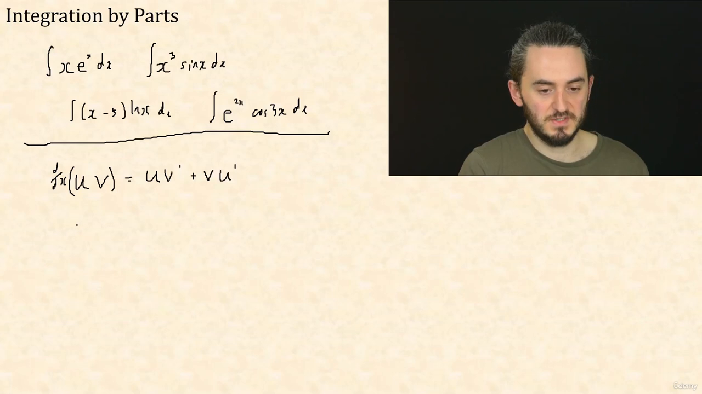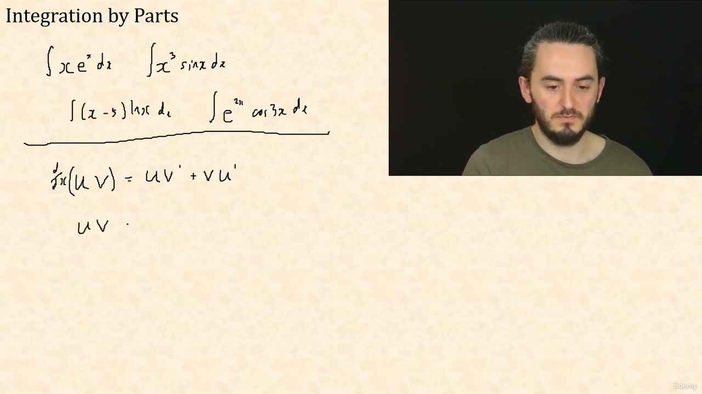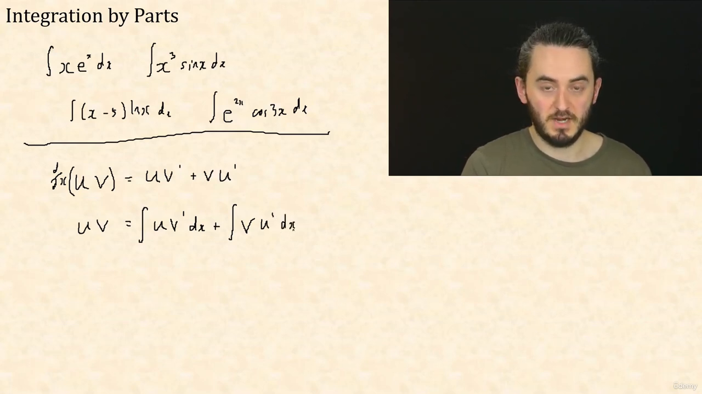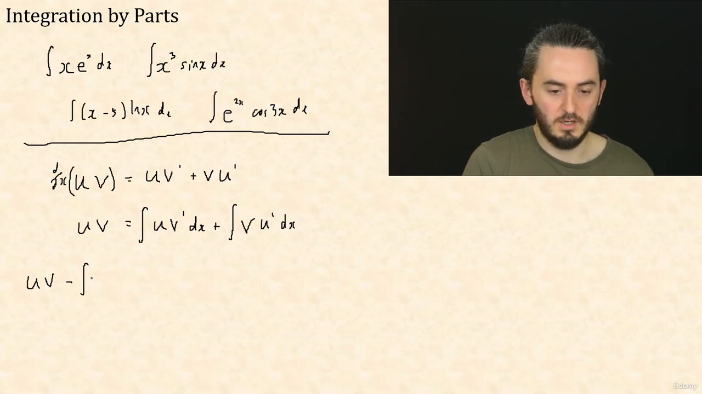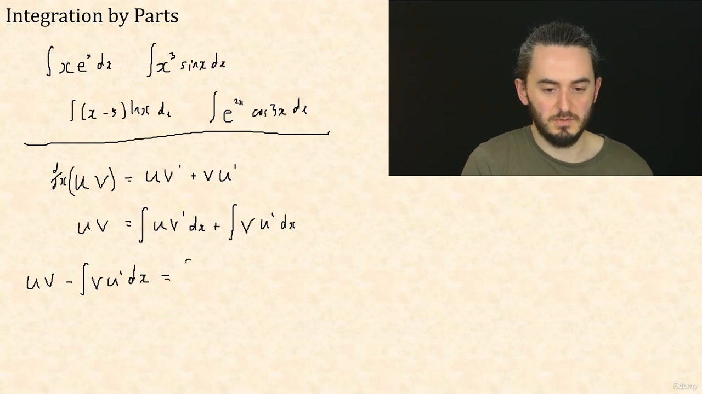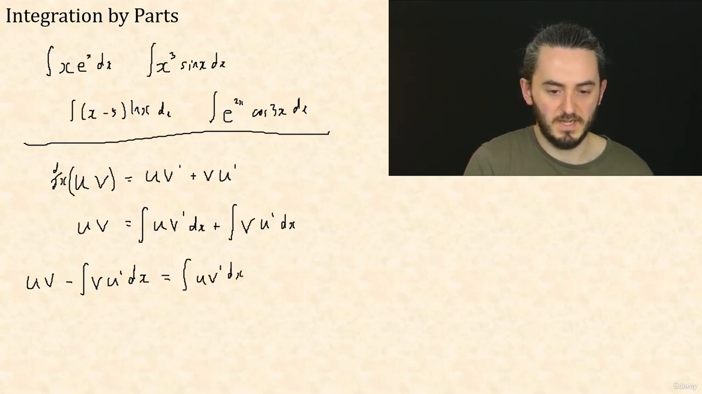So what we're going to do now is we're going to integrate all of this. If I integrate the left hand side, I just get uv. And if I integrate the right hand side and integrate each bit separately, I get the integral of u v dash dx plus the integral of v u dash dx. Now, if I subtract this one from both sides, what I get is uv minus the integral of v u dash dx is equal to the integral of u v dash dx.